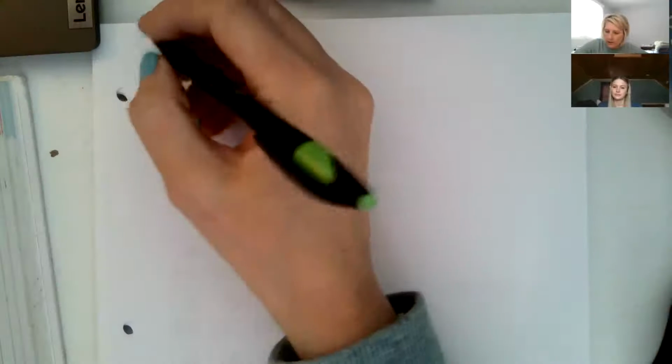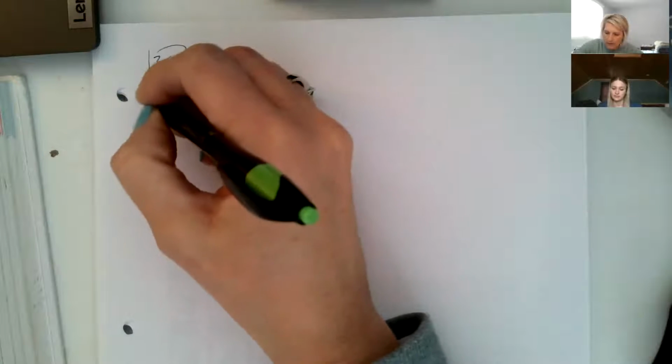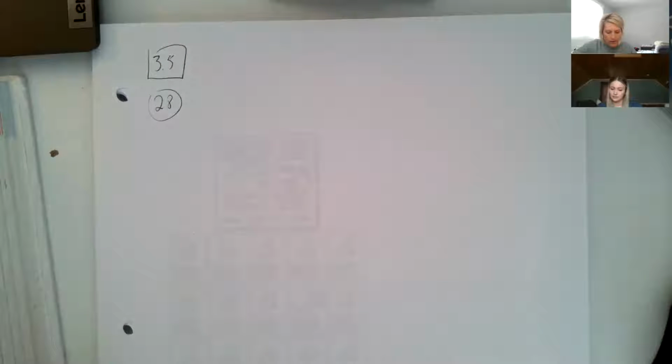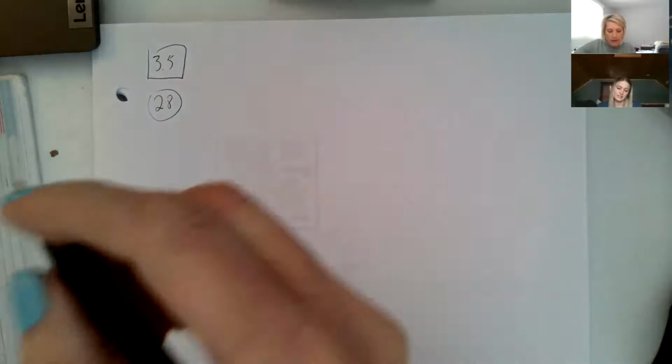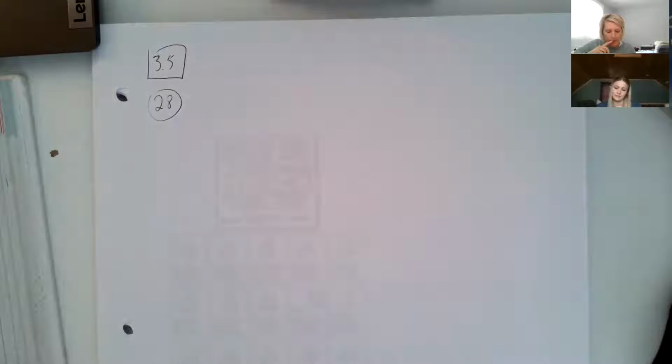Okay, so we're answering a few questions from chapter 3. This one is from lesson 3.5, number 28. Is that correct, on 28? Yeah. So 28, they're asking us to find the complex conjugate of each number.